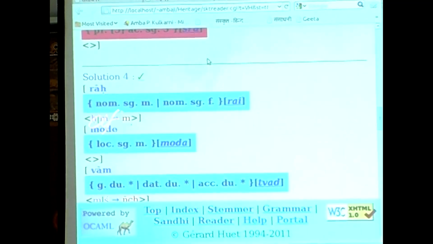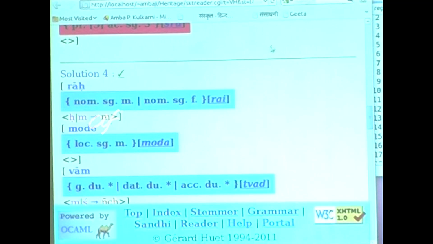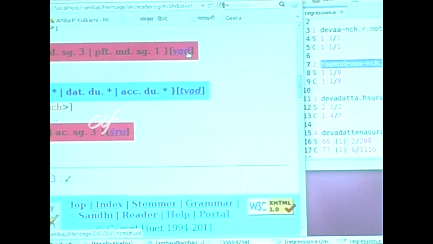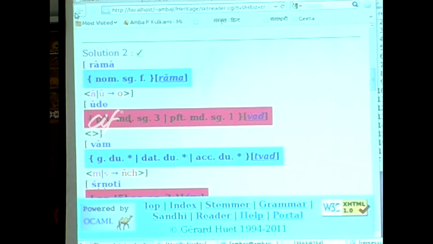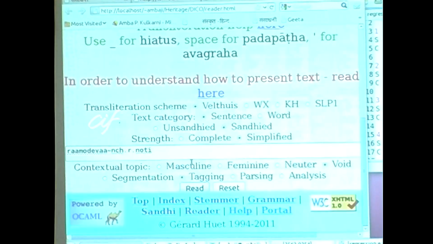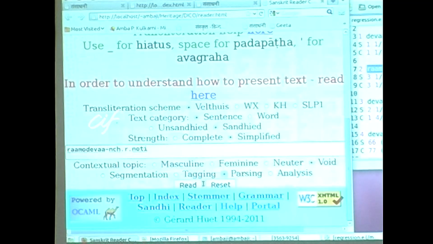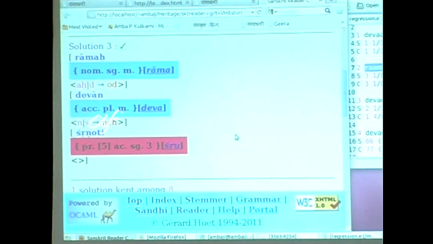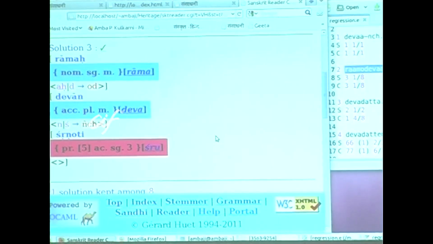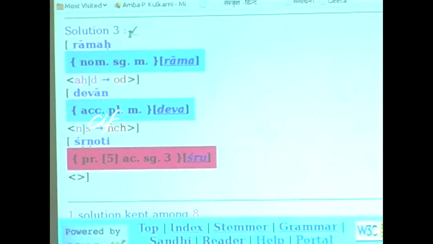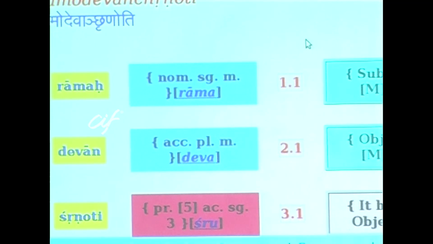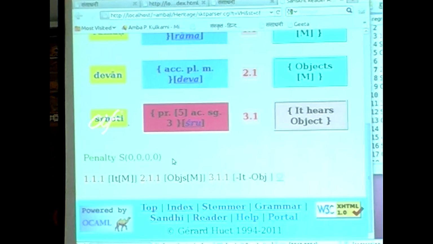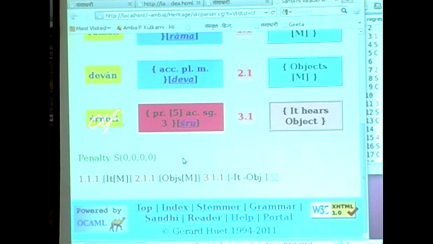Machine gives that. I know the concept of Karaka clearly, I am profound in that, I don't need to use this. No, the machine gives that. You need not do it. Given the correct analysis, yes, the machine gives the analysis. See this. Here, this is the good one. Ramo Devan Srinoti in straight. And when we click here, we see that the machine gives zero penalty. So everything is perfect.